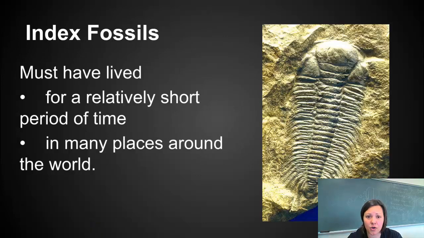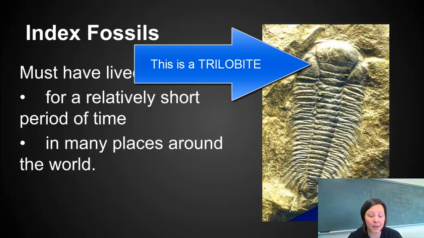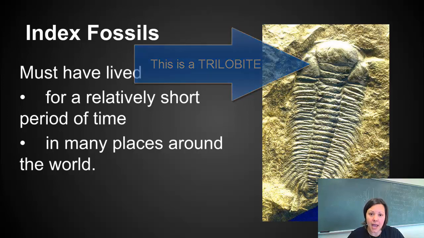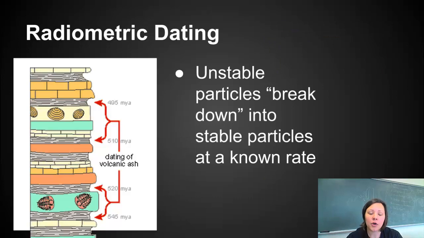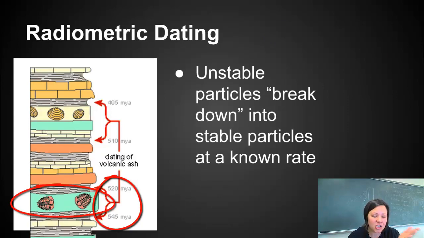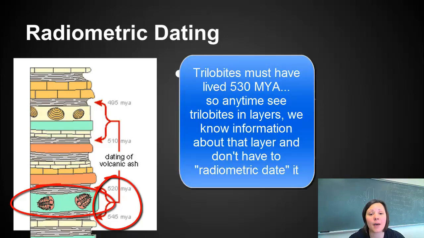The other thing they use is what's called an index fossil. Index fossils are organisms that have lived for a very short period of time, but have lived in a lot of different locations around the world. And so if we find this particular fossil in this rock layer, we know roughly when it was deposited, because it's the same all around the world. And so we use index fossils along with radiometric dating to help us paint this picture of what's happened in our past, as well as how old the rocks are.